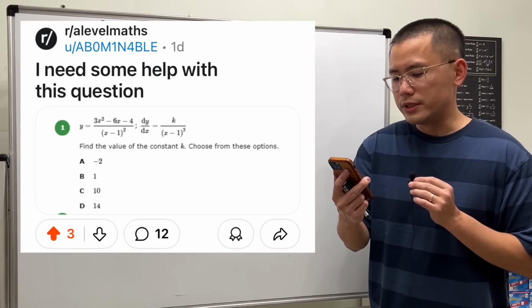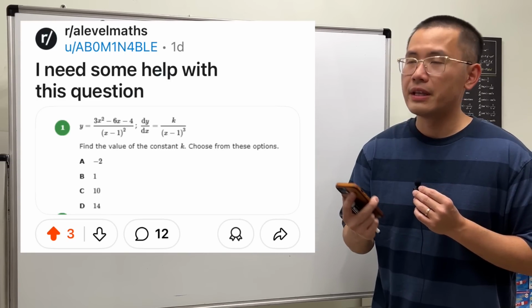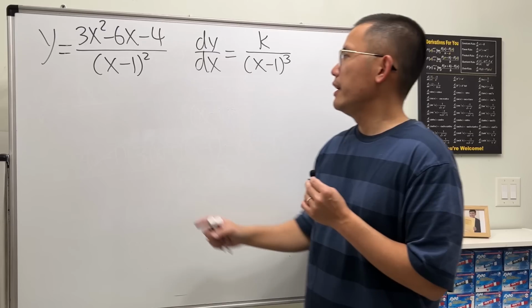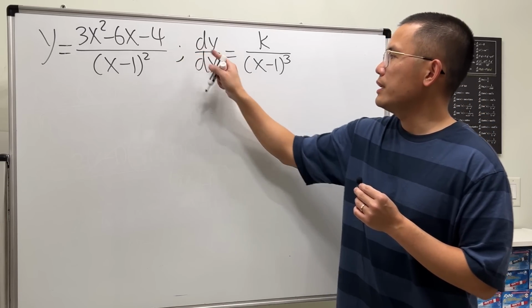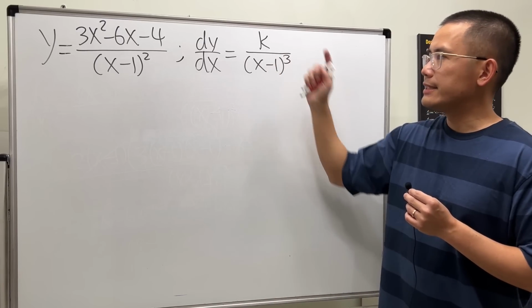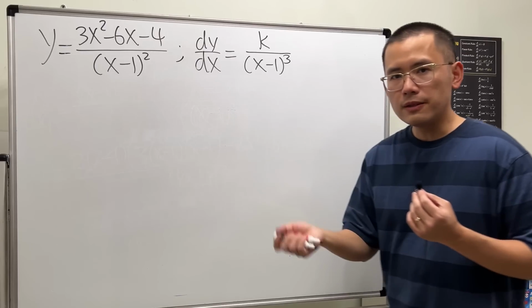I need some help with this question. So this question is from Reddit r/alevelmaths. Let's have a look. First, we are given y is equal to this, and then we also know that dy/dx is k over (x minus 1) to the third power, and k is just a constant. So we just have to differentiate this, simplify it.